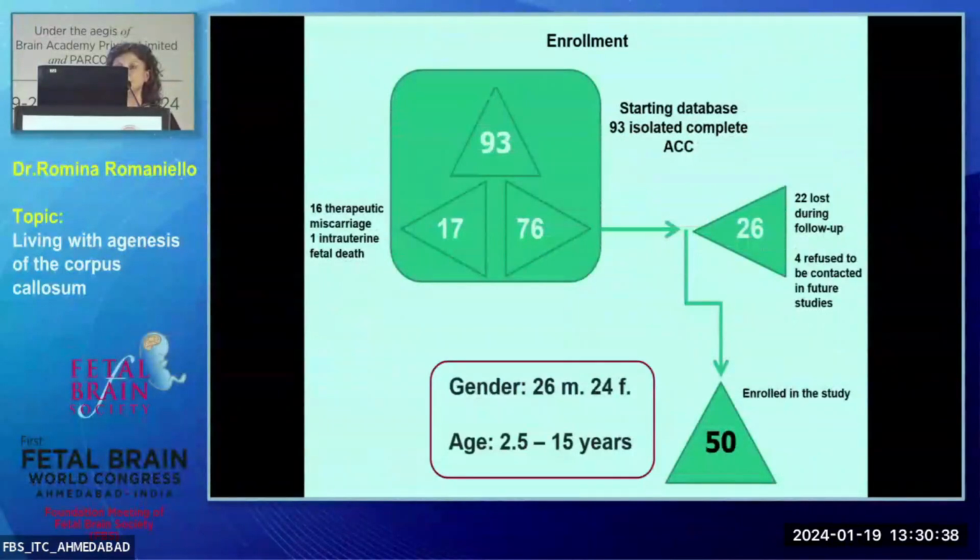So, the enrollment: the starting database of 93 isolated complete ACC subjects, with 16 therapeutic miscarriages and 1 intrauterine fetal death. So only 76 subjects were considered, and 26 were lost: 22 lost during follow-up, and 4 refused to be contacted in future studies. So only 50 subjects were really enrolled in the study. Gender was 26 male and 24 female, age ranging from 2.5 to 15 years.